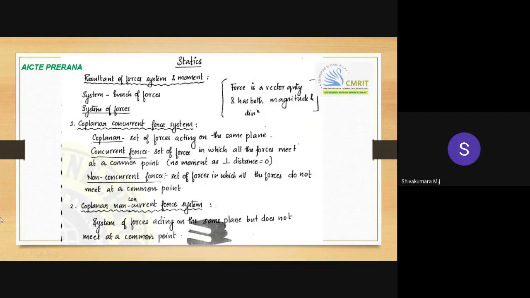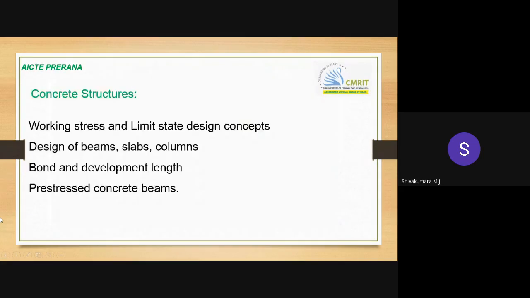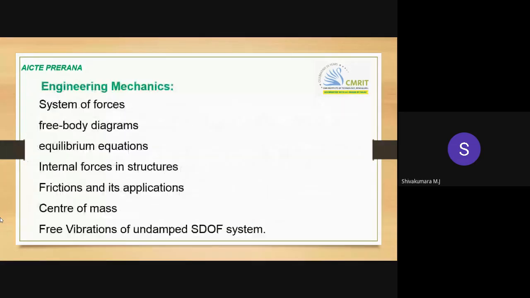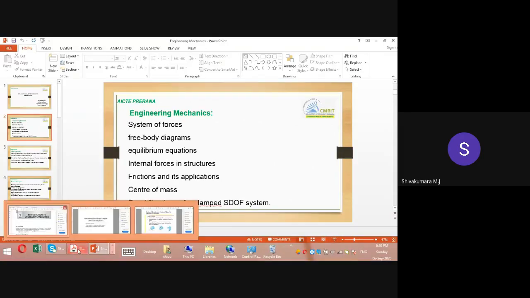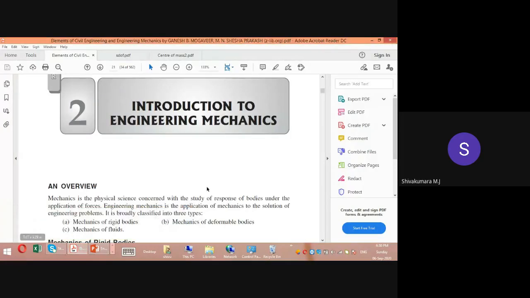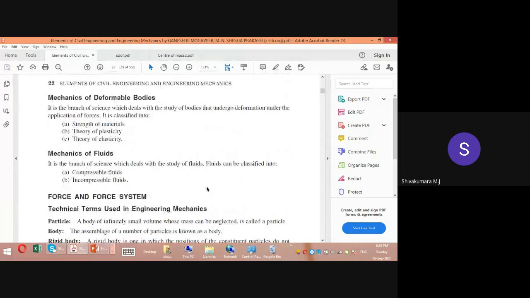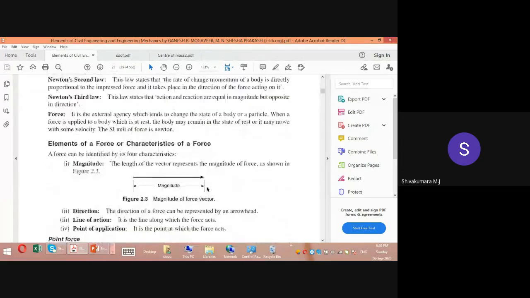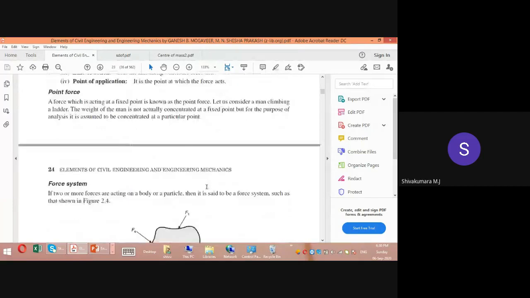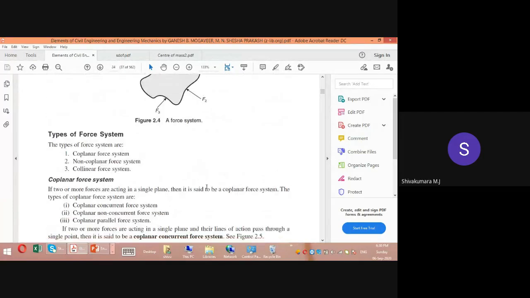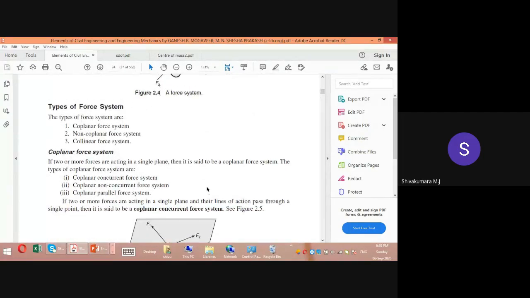So the first topic under the subject engineering mechanics is system of forces. Under system of forces, there will be types of force systems.